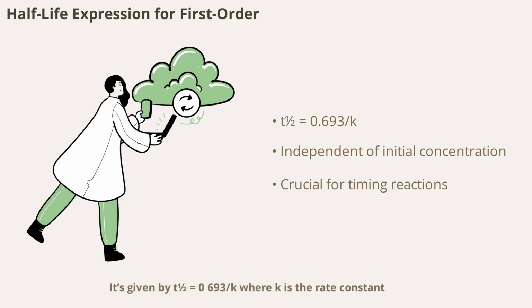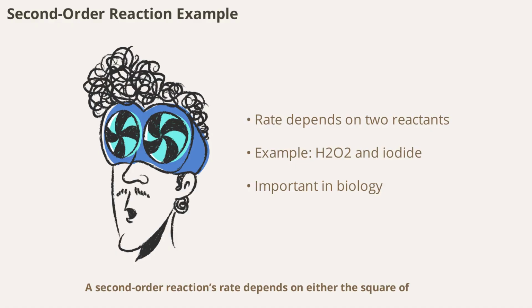It's given by t1/2 equals 0.693/k, where k is the rate constant. This simple relationship means that as the rate constant increases, the half-life decreases. Understanding this helps chemists and engineers design processes where timing and concentration are crucial. Second-order reactions: the rate depends on either the square of one reactant's concentration or the product of two reactant concentrations.